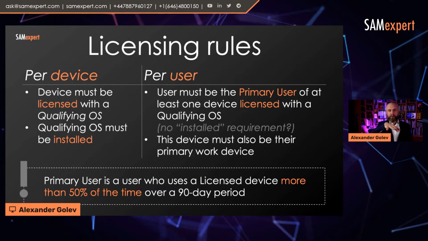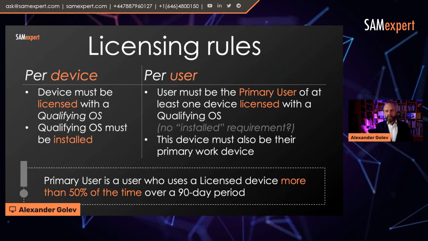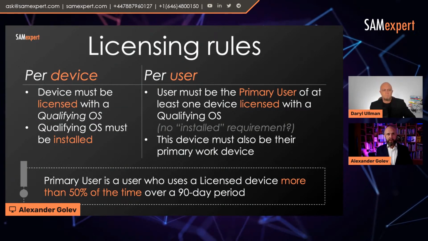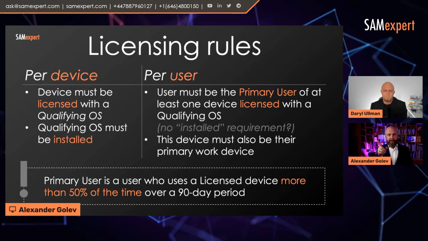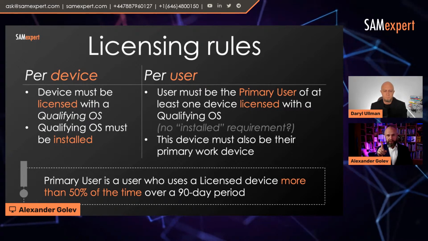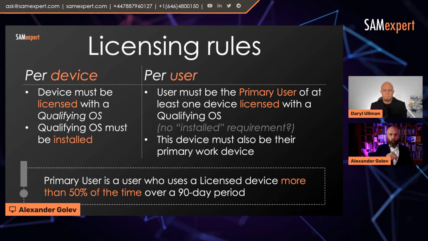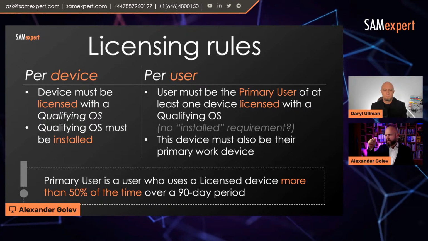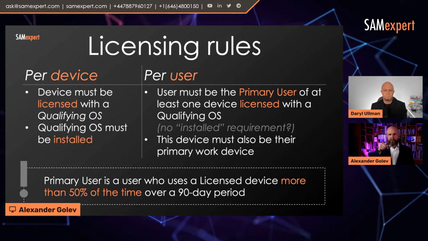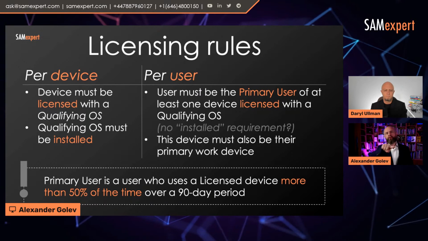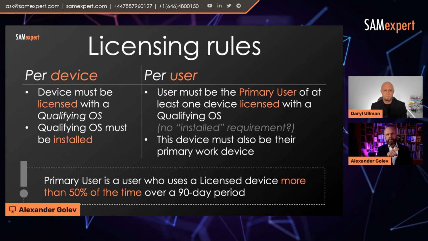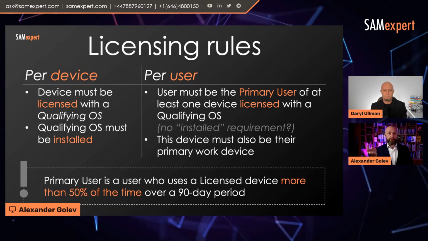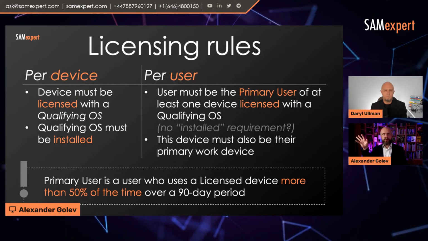The device to which you assign, as I already said, must be licensed with a qualifying operating system. And the second bit is that the qualifying operating system for per-device licensing must be installed. So it's not that you assign a license in theory but it's not really installed there. It must be installed before you convert it to Enterprise. It's a requirement. It's written. Why? Don't ask me. Ask Microsoft.